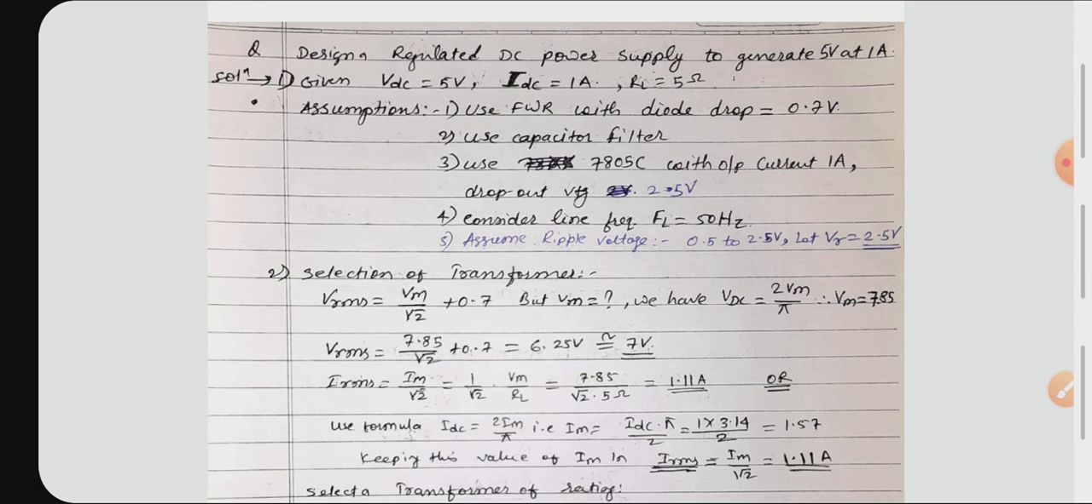So this is the problem. Many times it was asked in the exam, design a regulated DC power supply to generate 5 volt at 1 ampere. Simple problem it is. So again first step, what is given, VDC 5 volt, IDC 1 ampere. DC regulated power supply means there is DC voltage and DC current, which are given as 5 volt and 1 ampere. RL is given as 5 ohm.